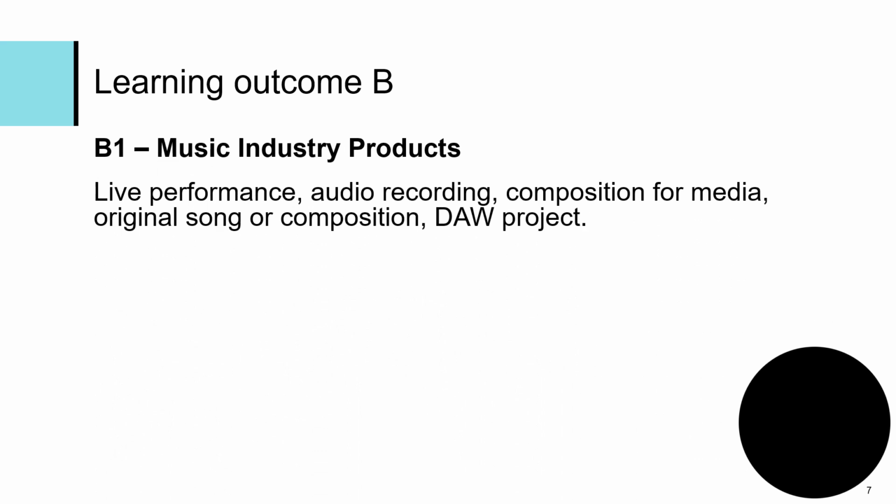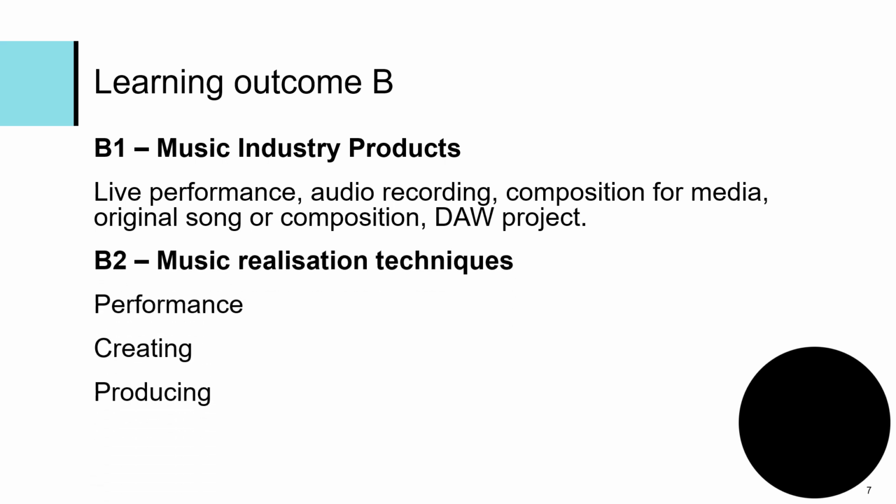So once learners have got to grips with different musical styles and how elements are used stylistically within them, they then go on in learning outcome B to apply that knowledge by developing some music industry products. And by a music industry product, we are talking about a performance, a recording, a composition, a song, a DAW project. So we want learners to understand what those products are, and also how those products are realised and created.